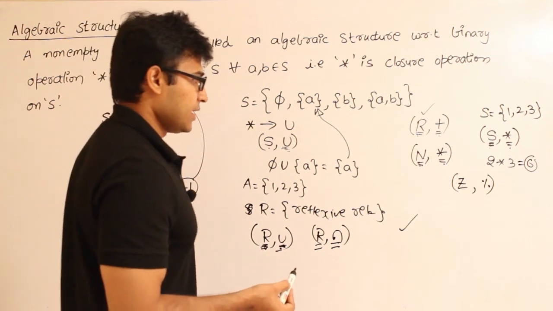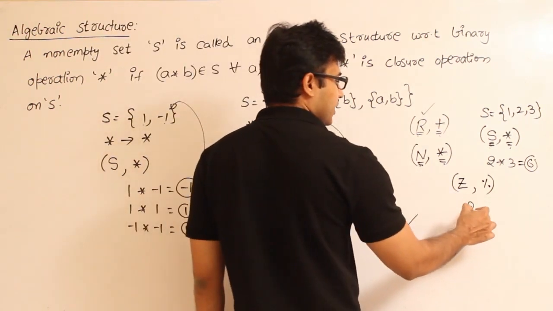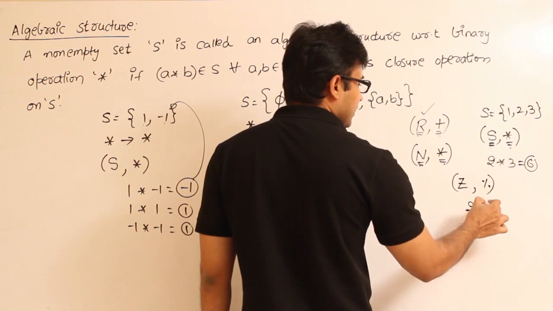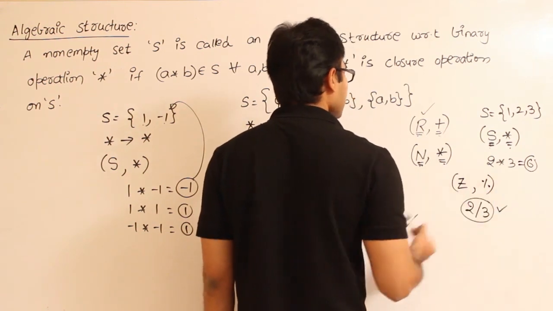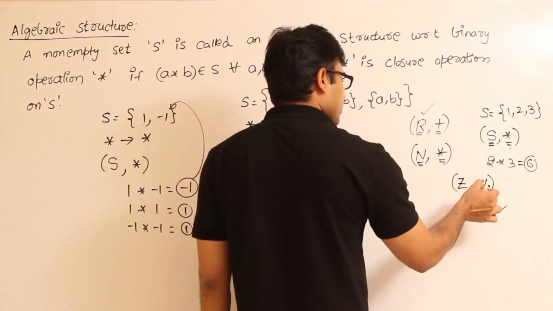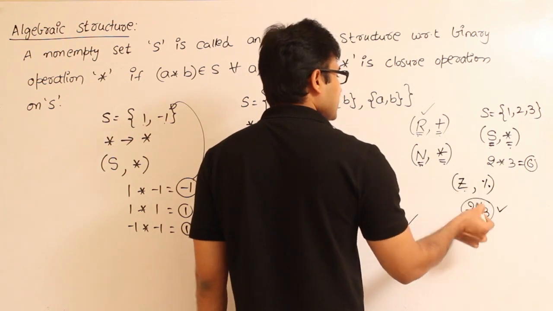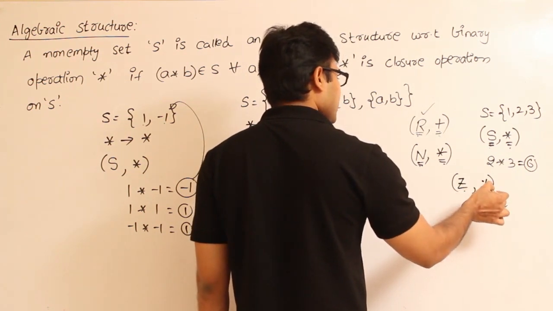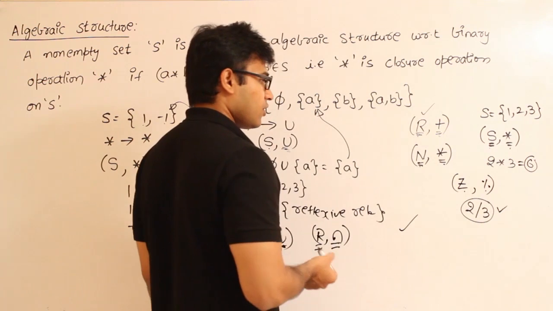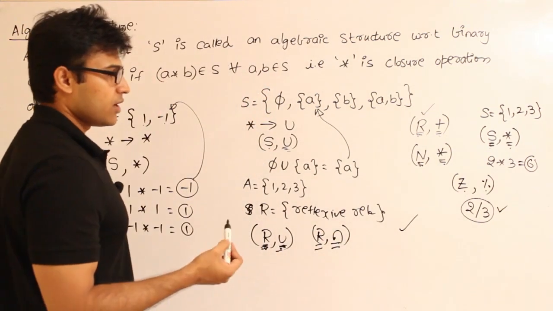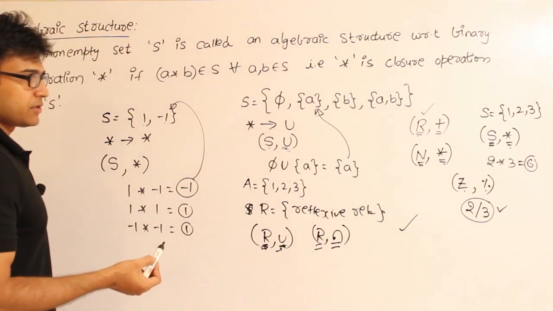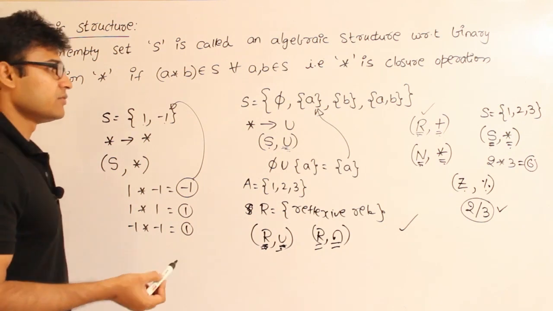The reason is, if I take 2 and divide it by 3, the result is not going to be an integer. That is why the set of all integers is not closed under the operation division, and so we cannot call Z, the set of all integers, an algebraic structure with respect to the operation division.